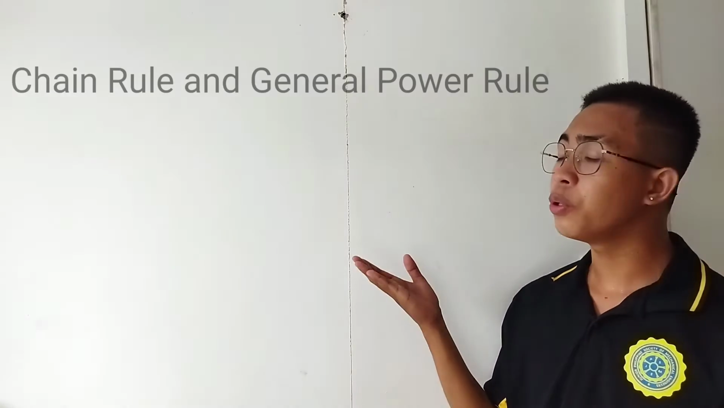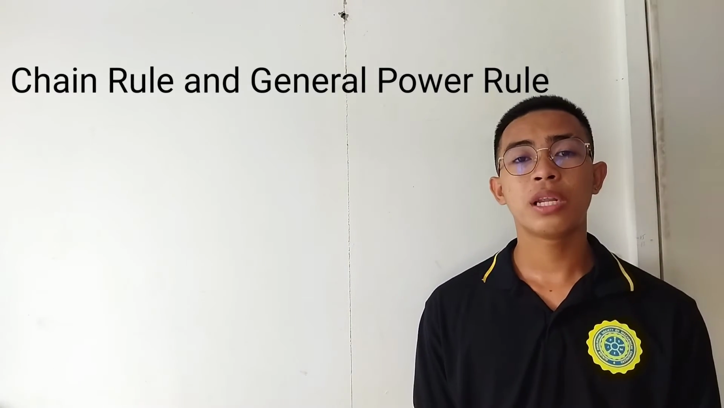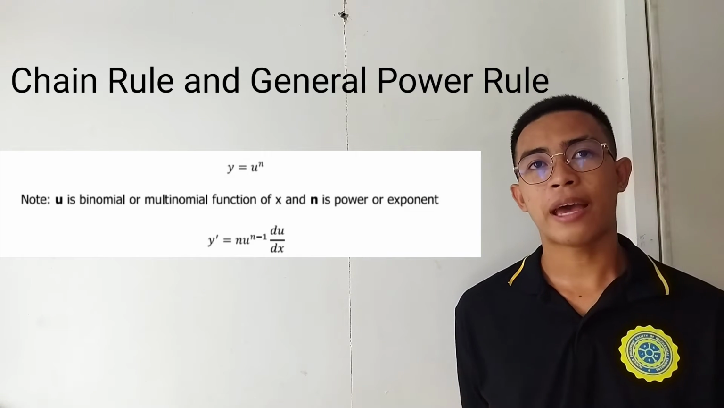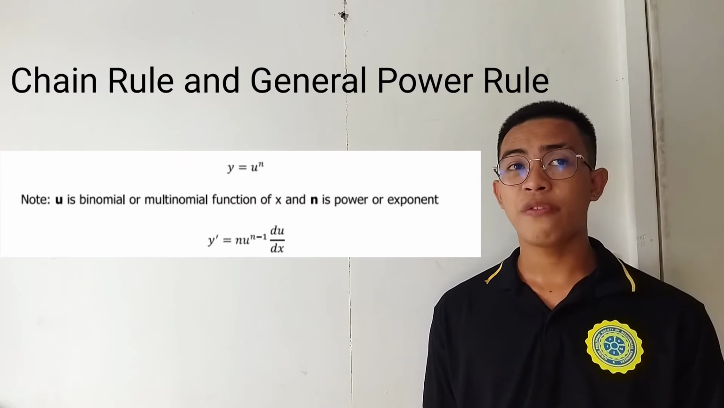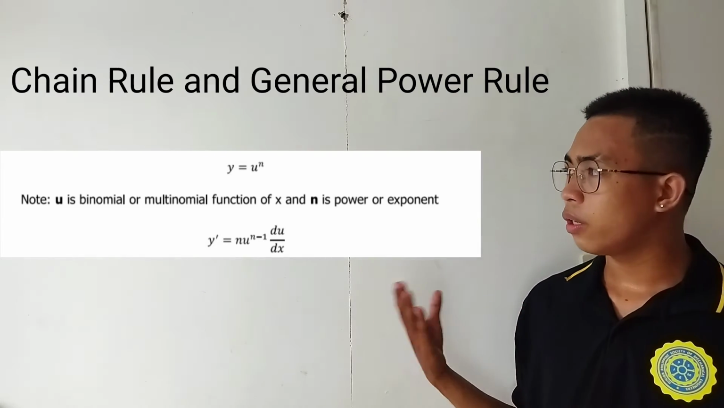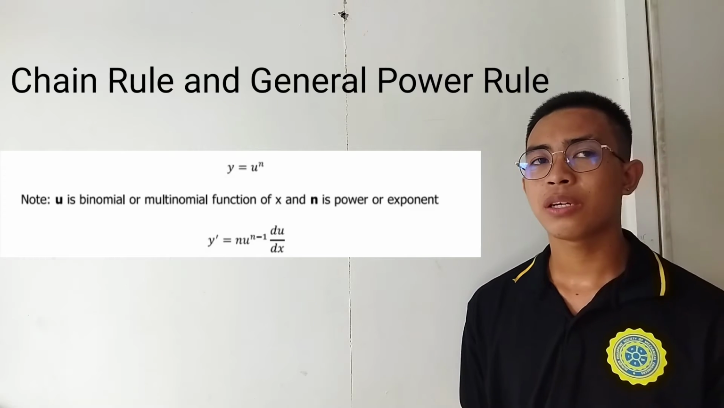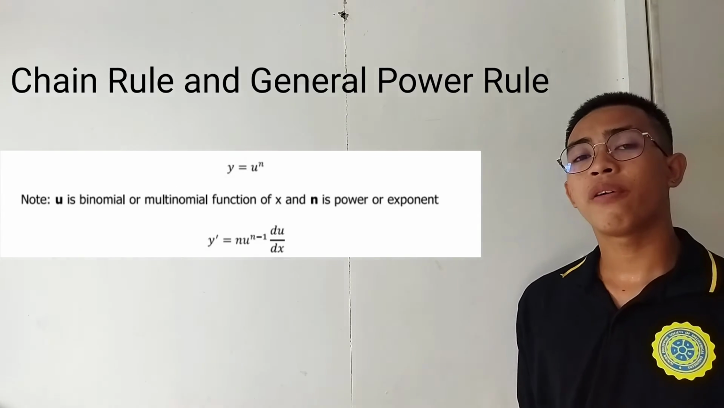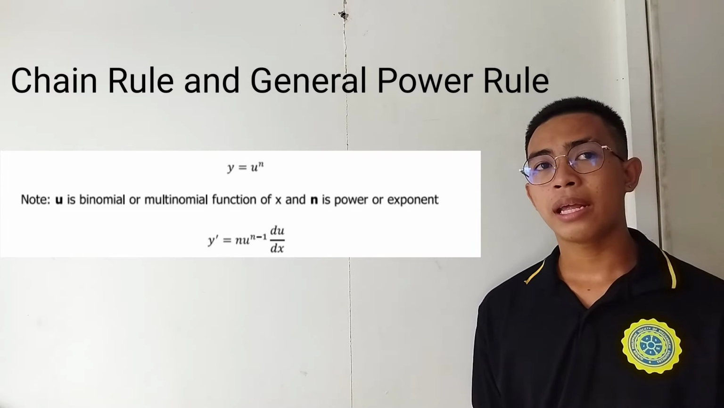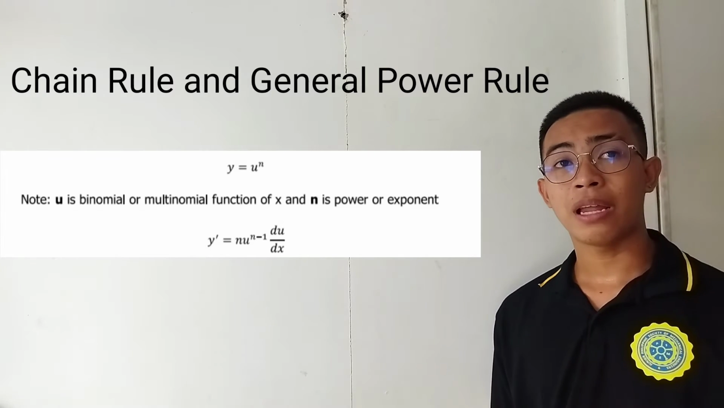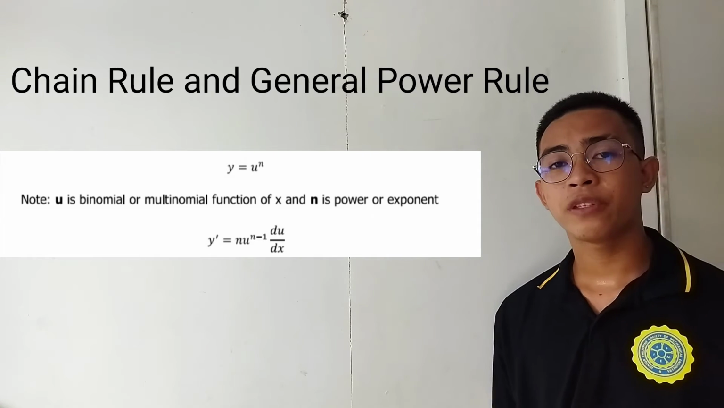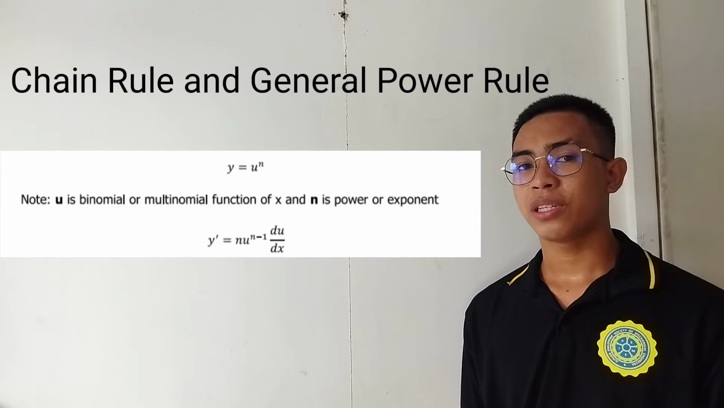So the third topic that we will be discussing now is the chain rule and general power rule. Let's note that u is a binomial or multinomial function of x, and n is the power or exponent. So here is the example: y is equal to u to the power of n. So y prime, or dy over dx, is equal to n u to the power of n minus 1 times the derivative of u. It's just like the fifth basic rule of derivative.